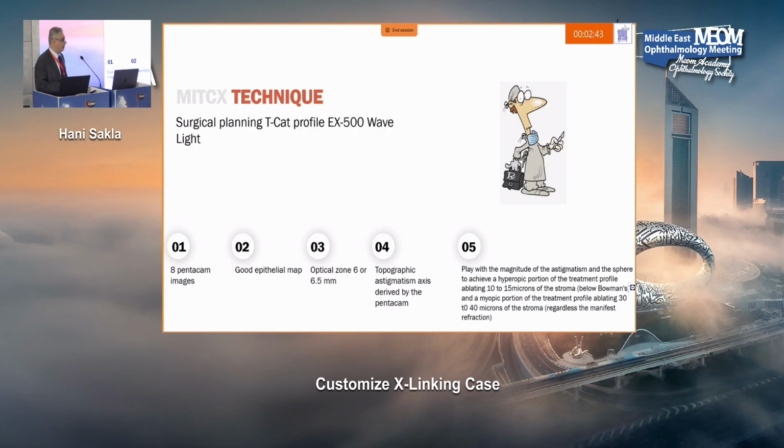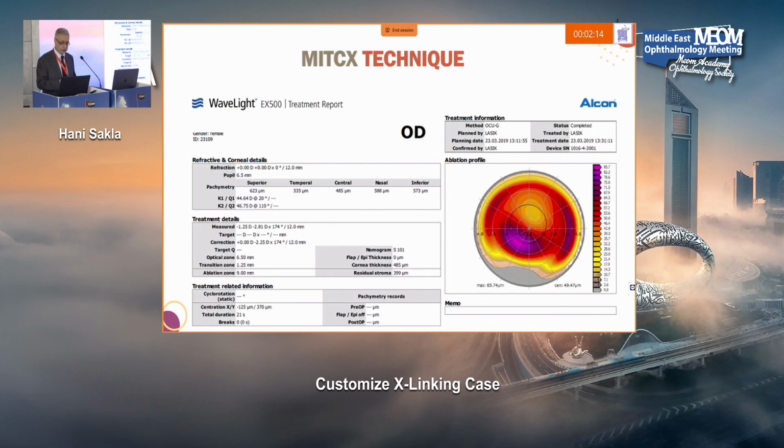So the technique that we use, we call it MITEX, minimally invasive topography-customized cross-linking. We take 8 Pentacam images, good epithelial map. We plan for an optical zone of 6 or 6.5. The topographic astigmatism axis derived from the Pentacam, and we play with the magnitude of the astigmatism and the sphere to achieve a hyperopic portion of the treatment, ablating only 10 to 15 microns.